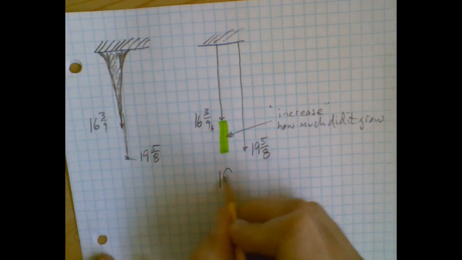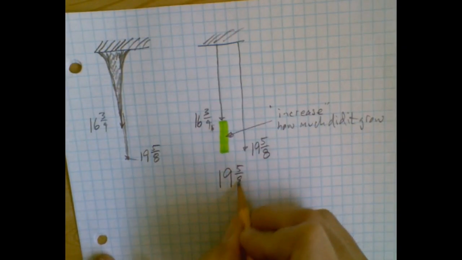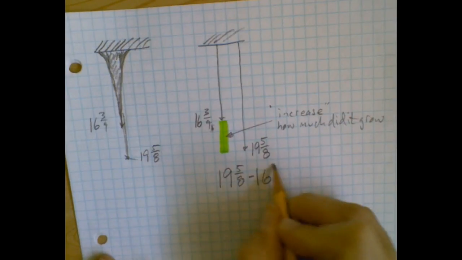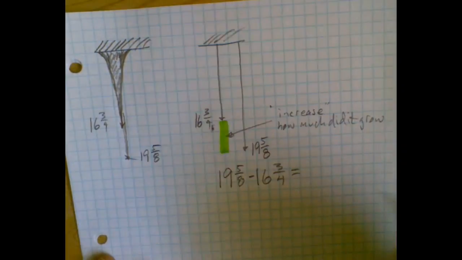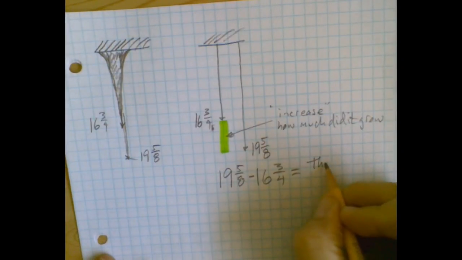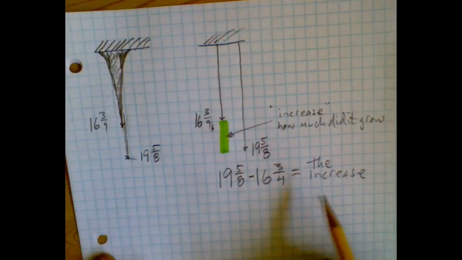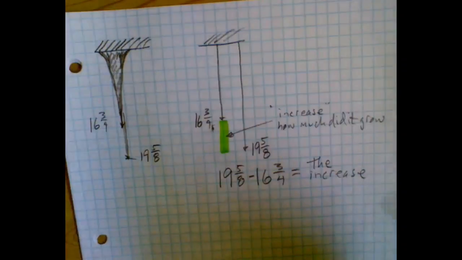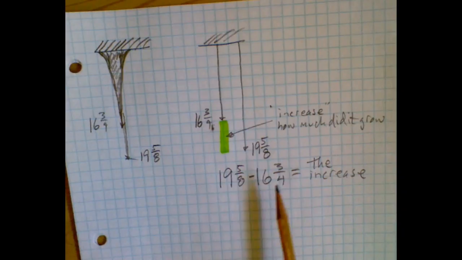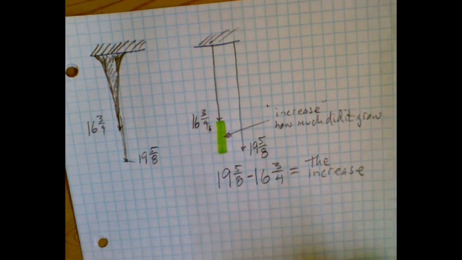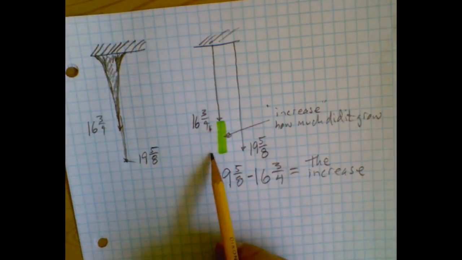So I could write this as 19 5/8 inches minus 16 3/4 inches. And the answer to this problem will be the increase in the icicle. That's what it'll be, the increase. I'll leave it to you to find that. So here's my problem set up as a subtraction problem. Great. Let's consider it as an addition equation. So when we do that, we need to notice something here in our drawing.